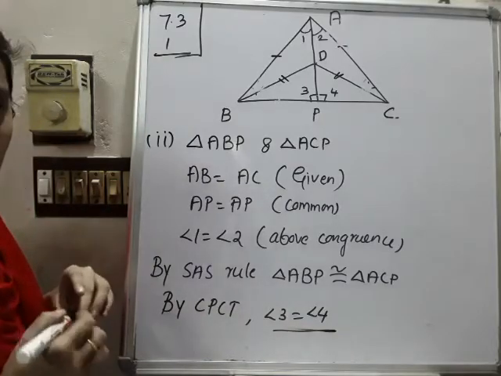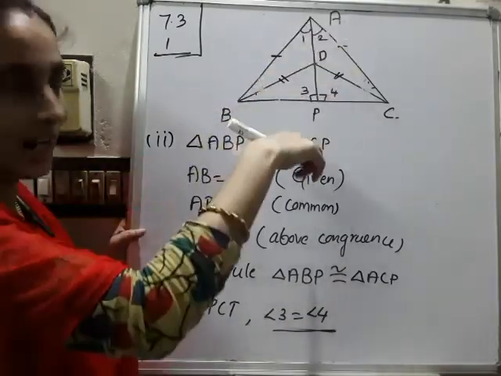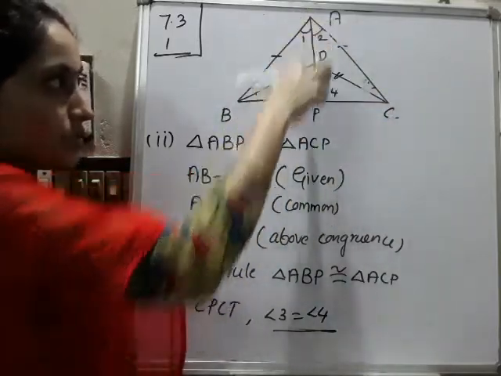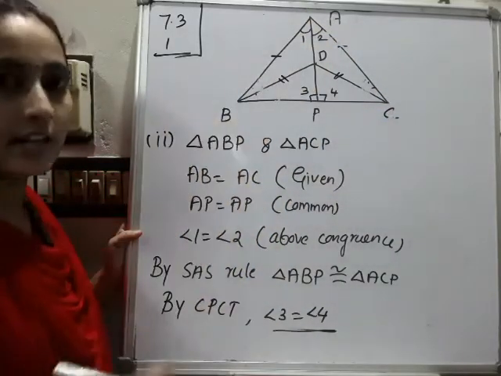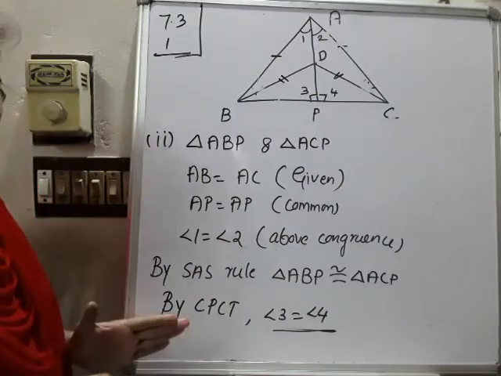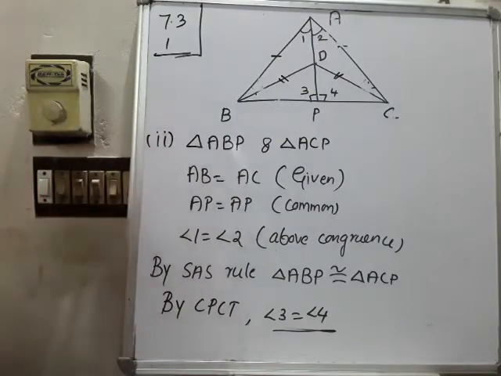So hope you are clear up to this. We are considering the full triangles ABP and ACP. These two are equal sides, this one is common, and the angles are equal by the above congruence. So the second part is over. Please try it on, then we will move to the third one.